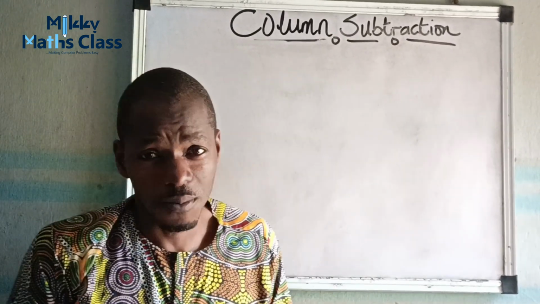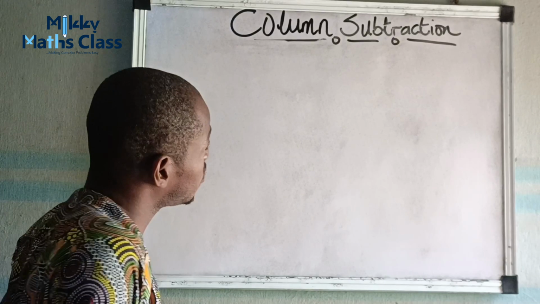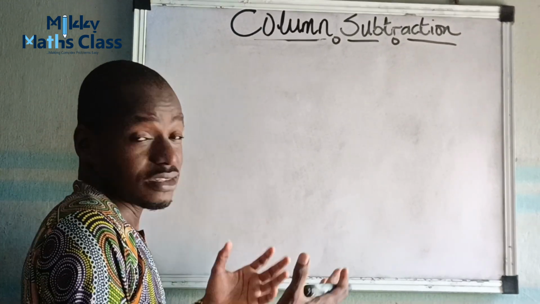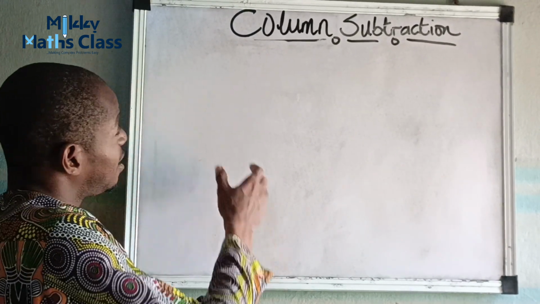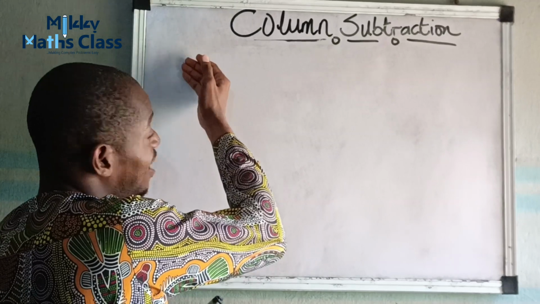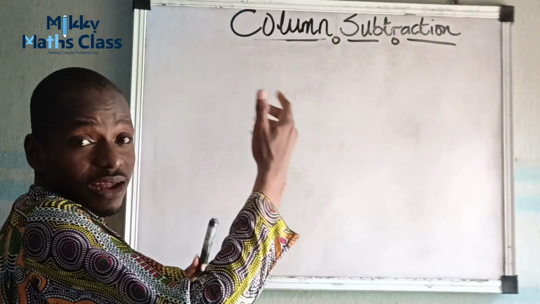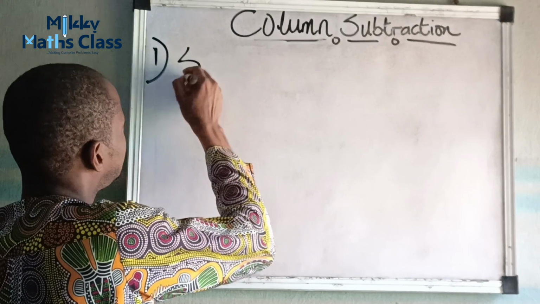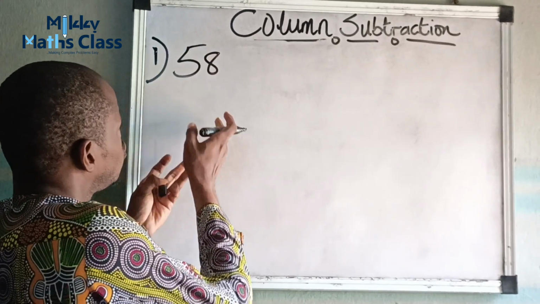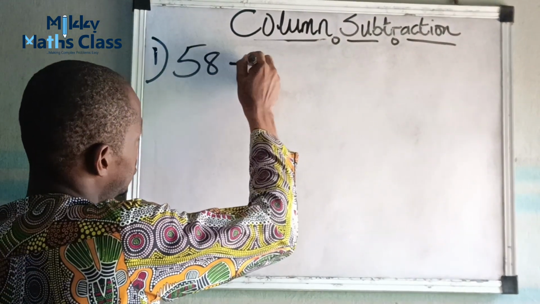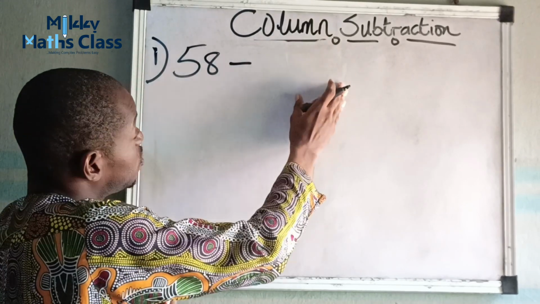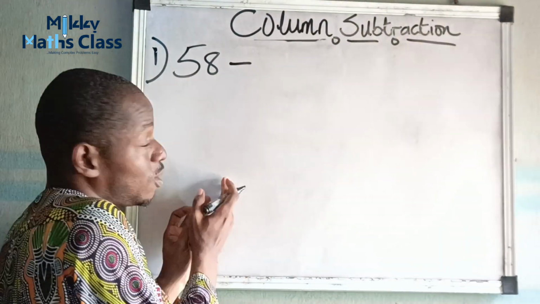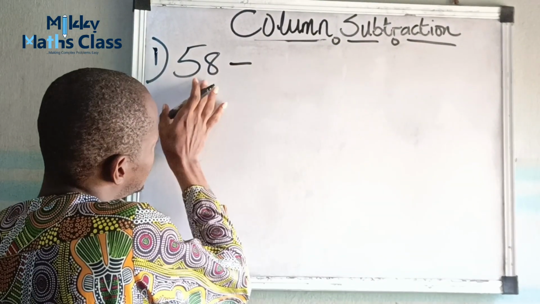What do we have for today? Come along. We have column subtraction. To subtract, you must have a bigger number, taking away a smaller number from a bigger number. What do I mean? For example, if I have 58, to subtract using the column subtraction method, that's stacking the two numbers together, I must have a smaller number than 58.